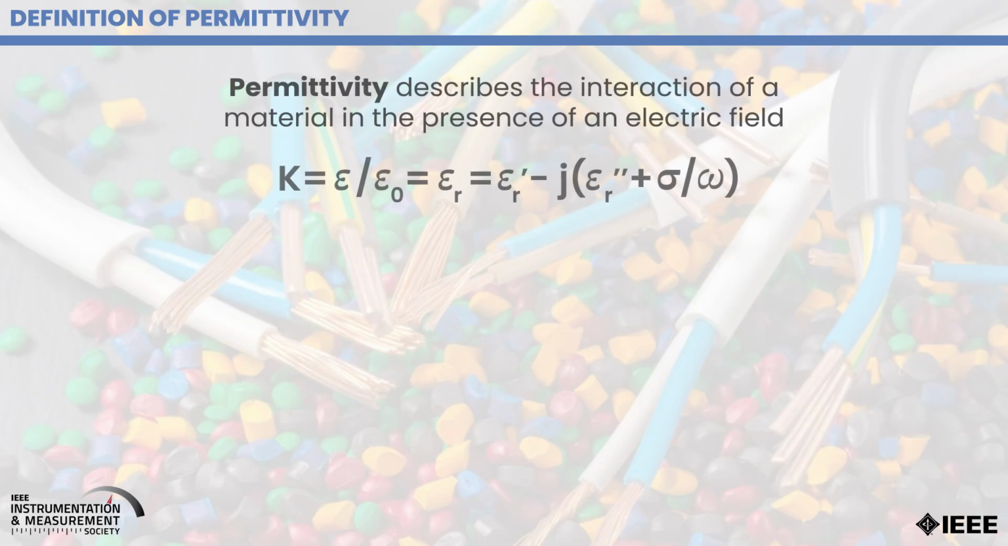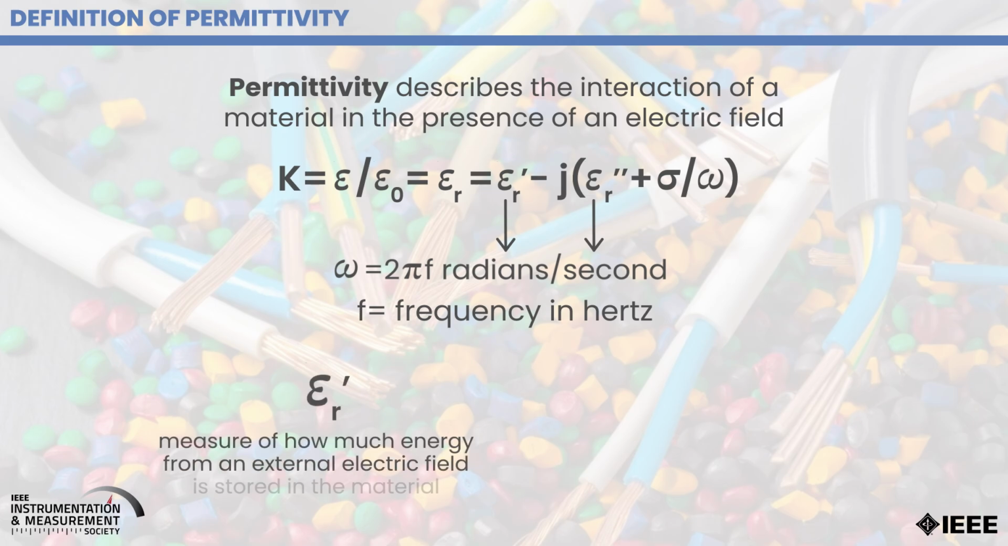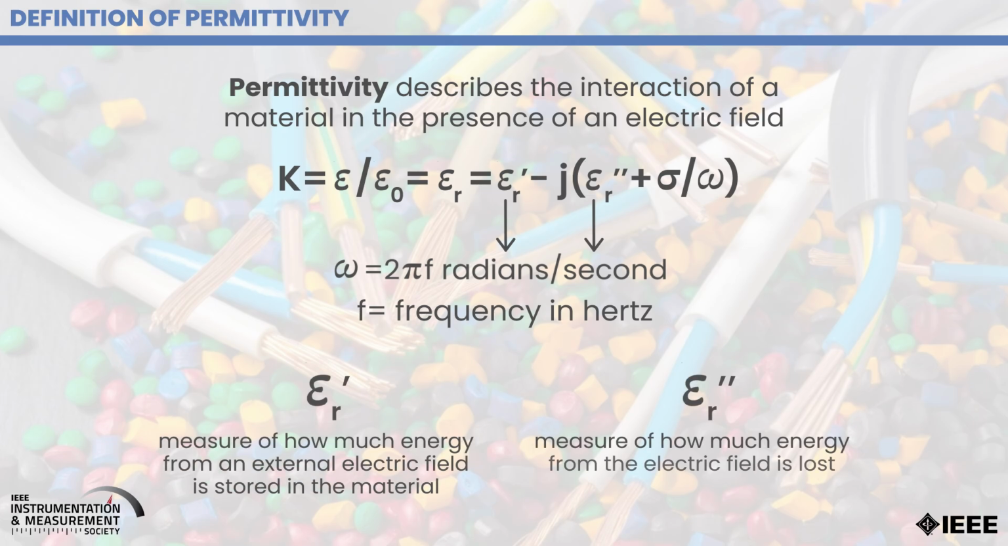Permittivity describes the interaction of material in the presence of an electric field. It's a complex number and is normally normalized to the permittivity of free space. The real part is a measure of how much energy is stored in the material. The imaginary part, how much is lost. If you look at the second term that has to do with conductivity and the frequency in the imaginary part, note that as ω gets larger or much larger than the conductivity, that term goes to zero.